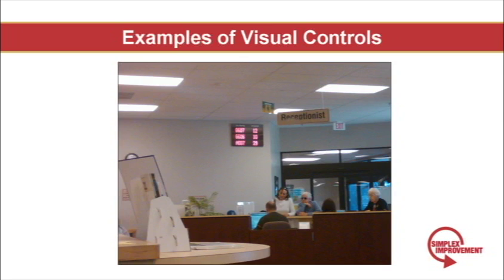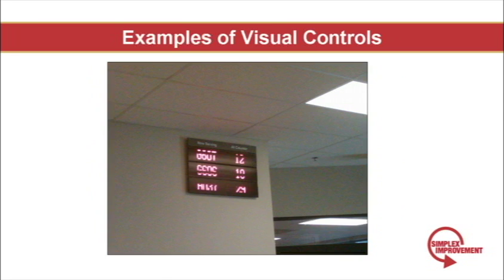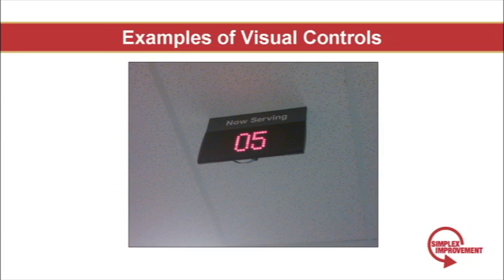Next is an example I found at the DMV. We all know they need all the help they can get. When I walked in, I was given a number. They had a visual board that showed which line I was to go to. The visual sign showed everyone they were being served in order and helped keep visitors organized.